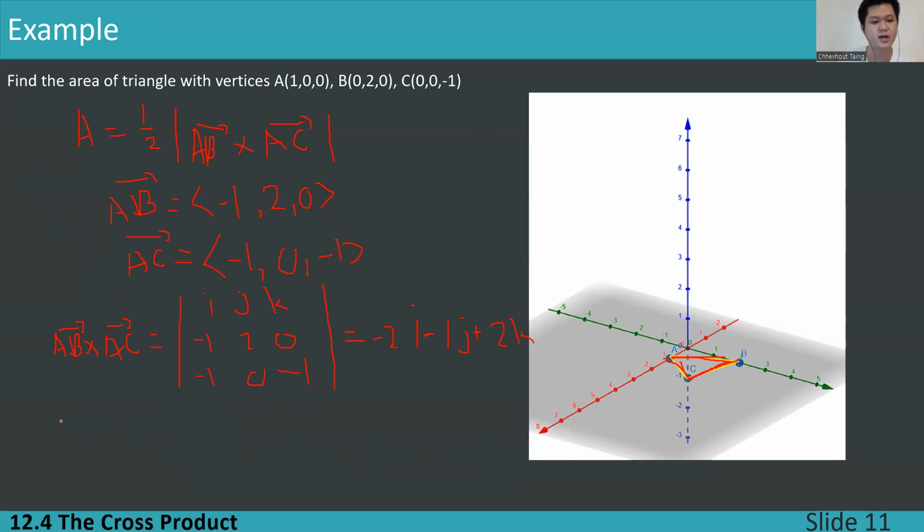But the next thing you have to do is find the magnitude. The magnitude of AB cross AC is just the square root of the x component squared, so minus 2 squared, plus minus 1 squared, plus 2 squared, which is 4 plus 1 plus 4, so 9. The square root of 9 is 3. To find the area, you have to divide by 2. So the area of this triangle is 3 over 2.